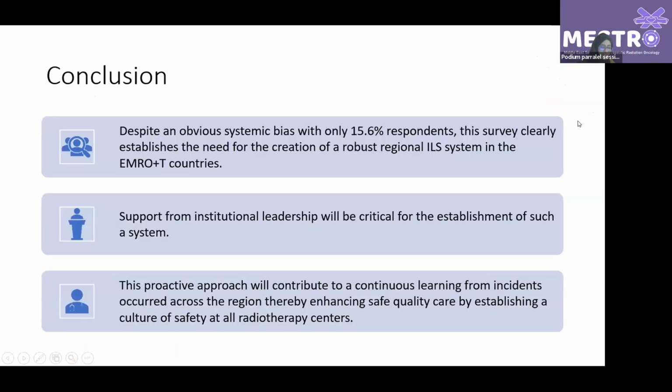I would like to conclude that, despite the obvious systematic bias, with only 15.6% responding to this survey, it is clear that there is a need to establish a regional incident learning system in our region. And also there is a need for support from institutional leadership.